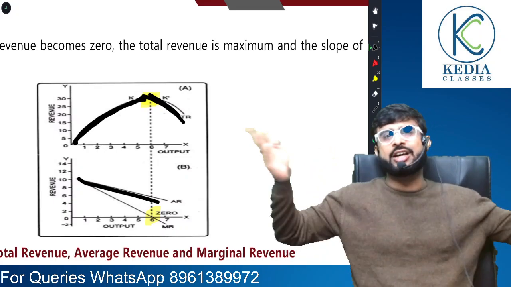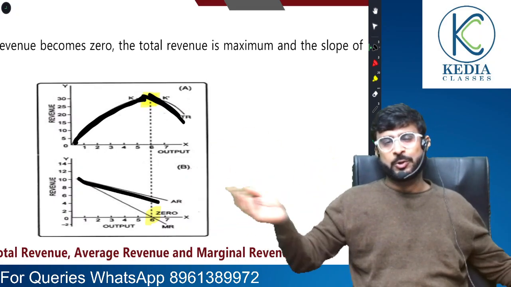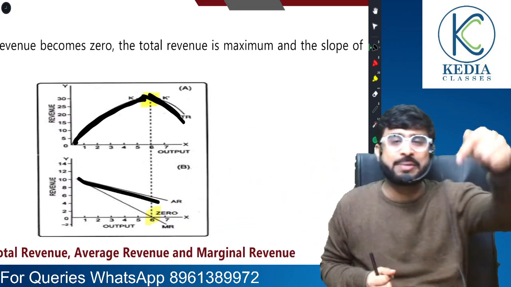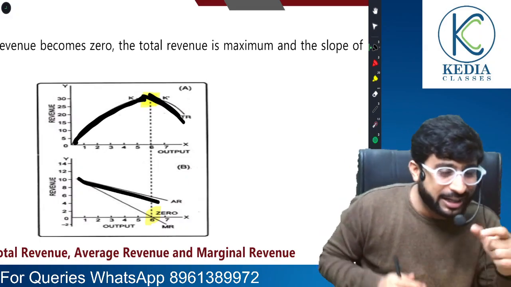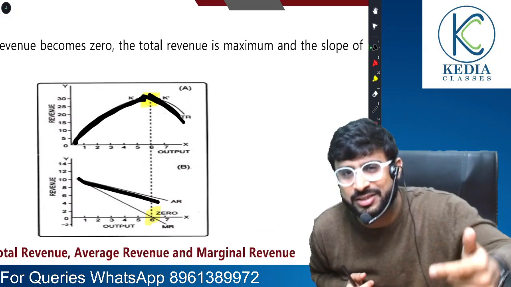MR, marginal revenue, is like a lone survivor. So MR changes at a faster pace because MR is alone. AR considers everyone, and therefore AR changes at a slower pace.